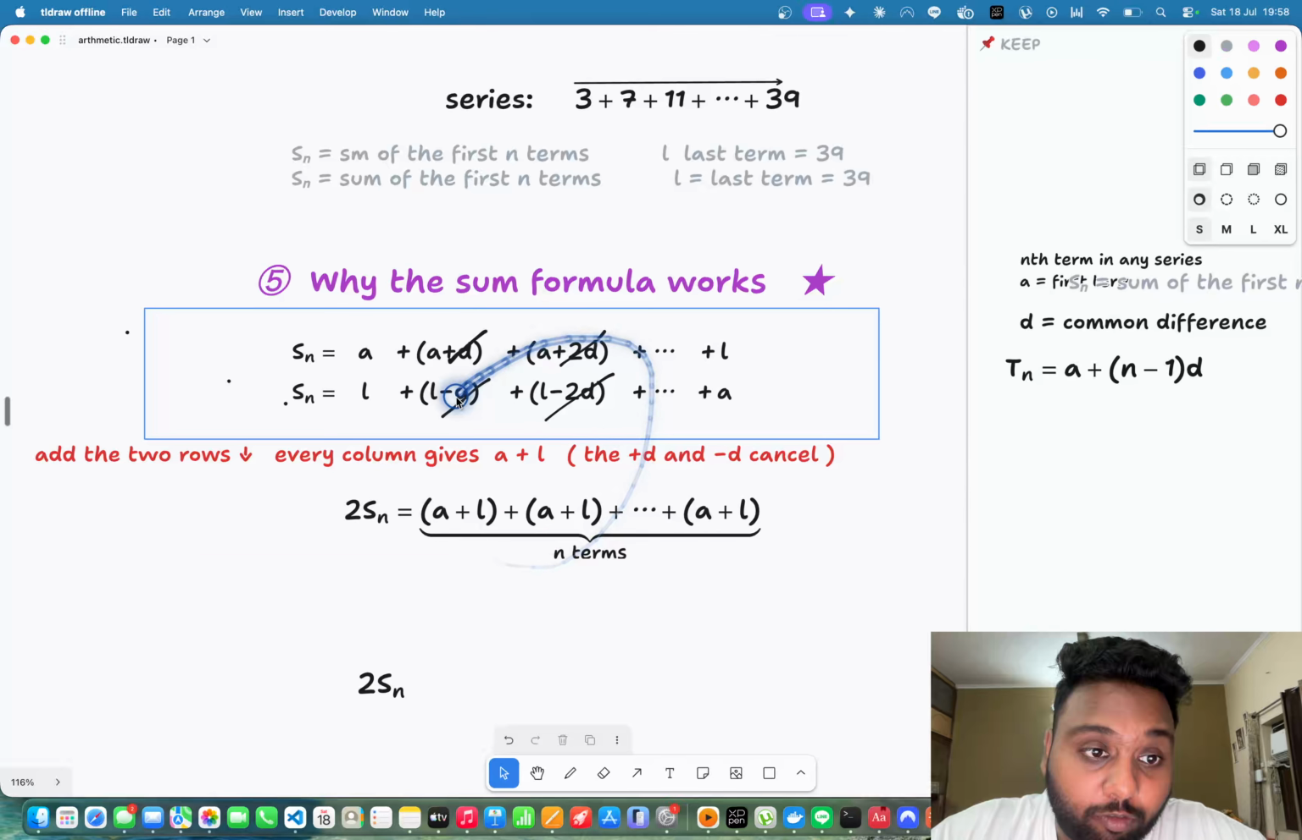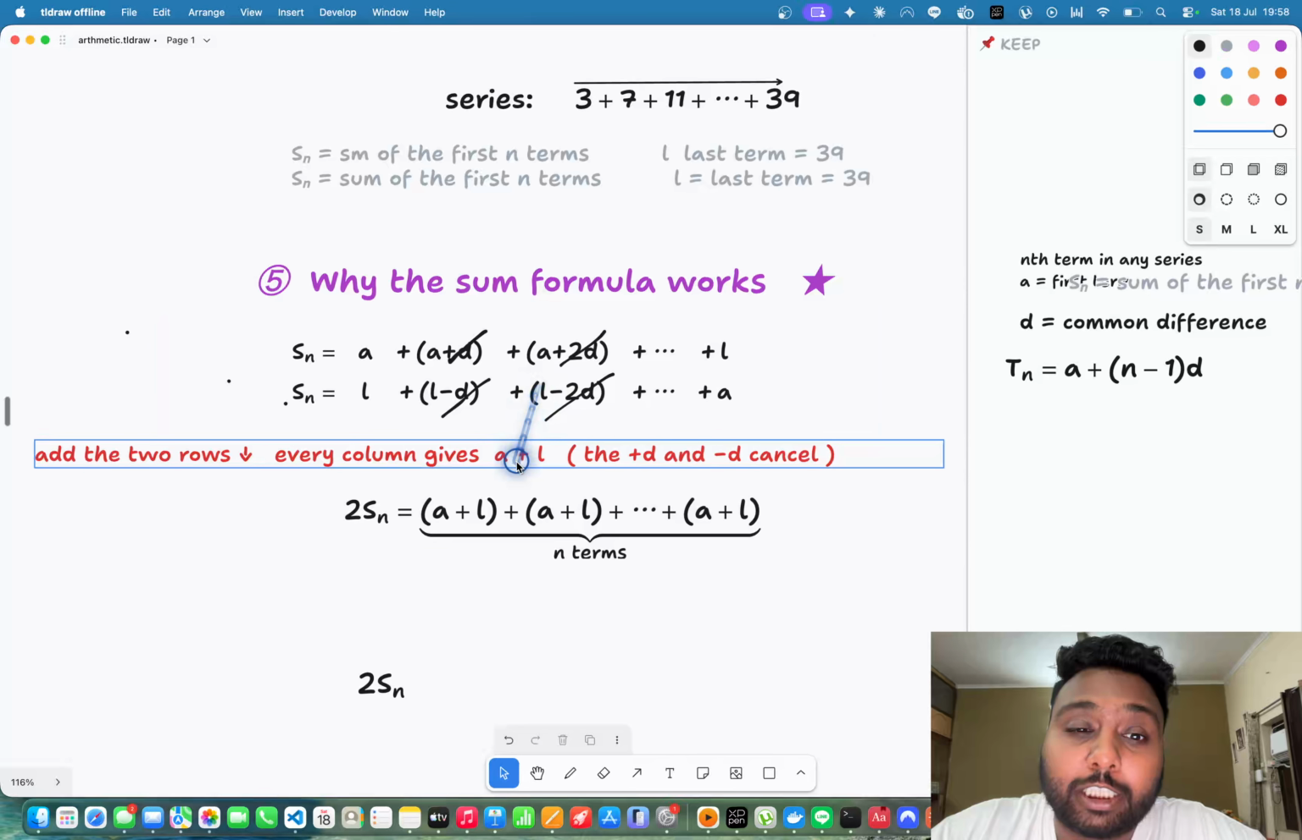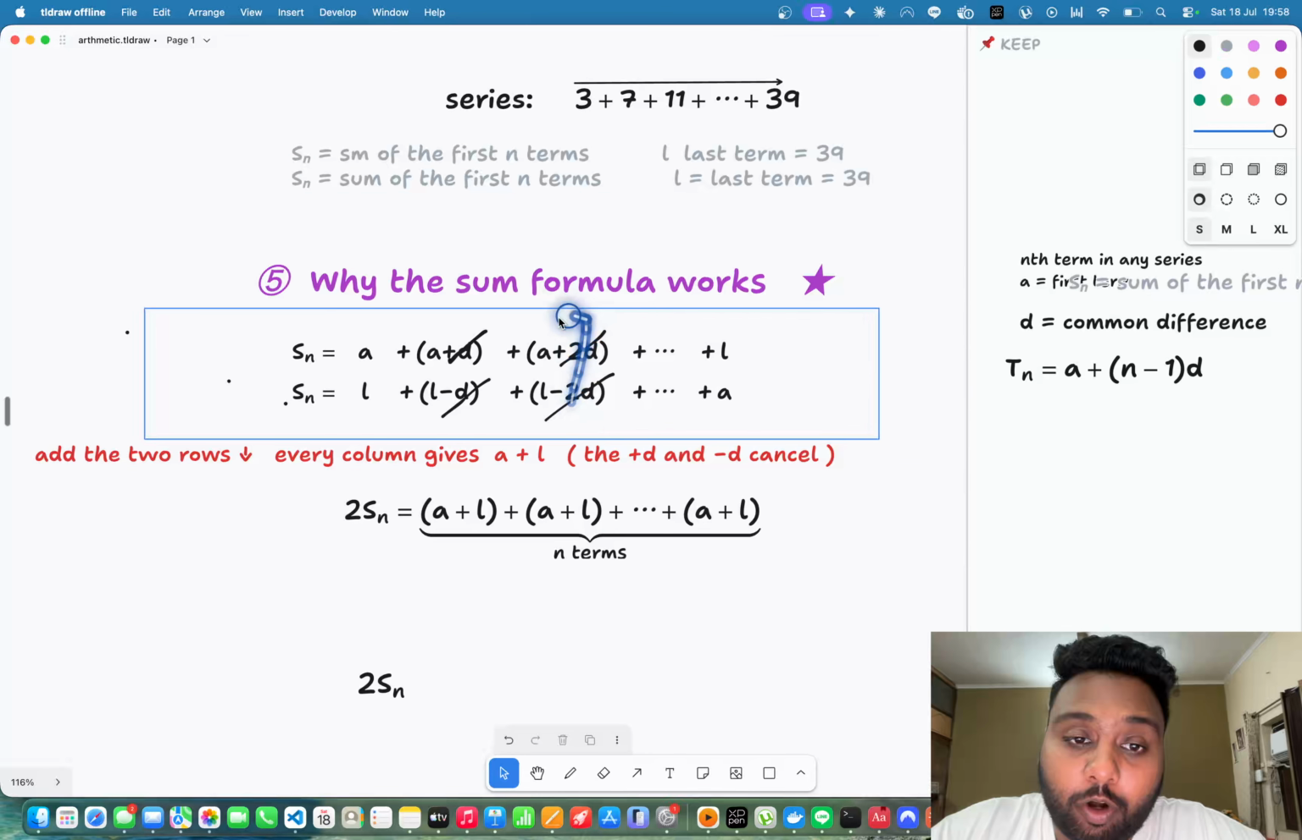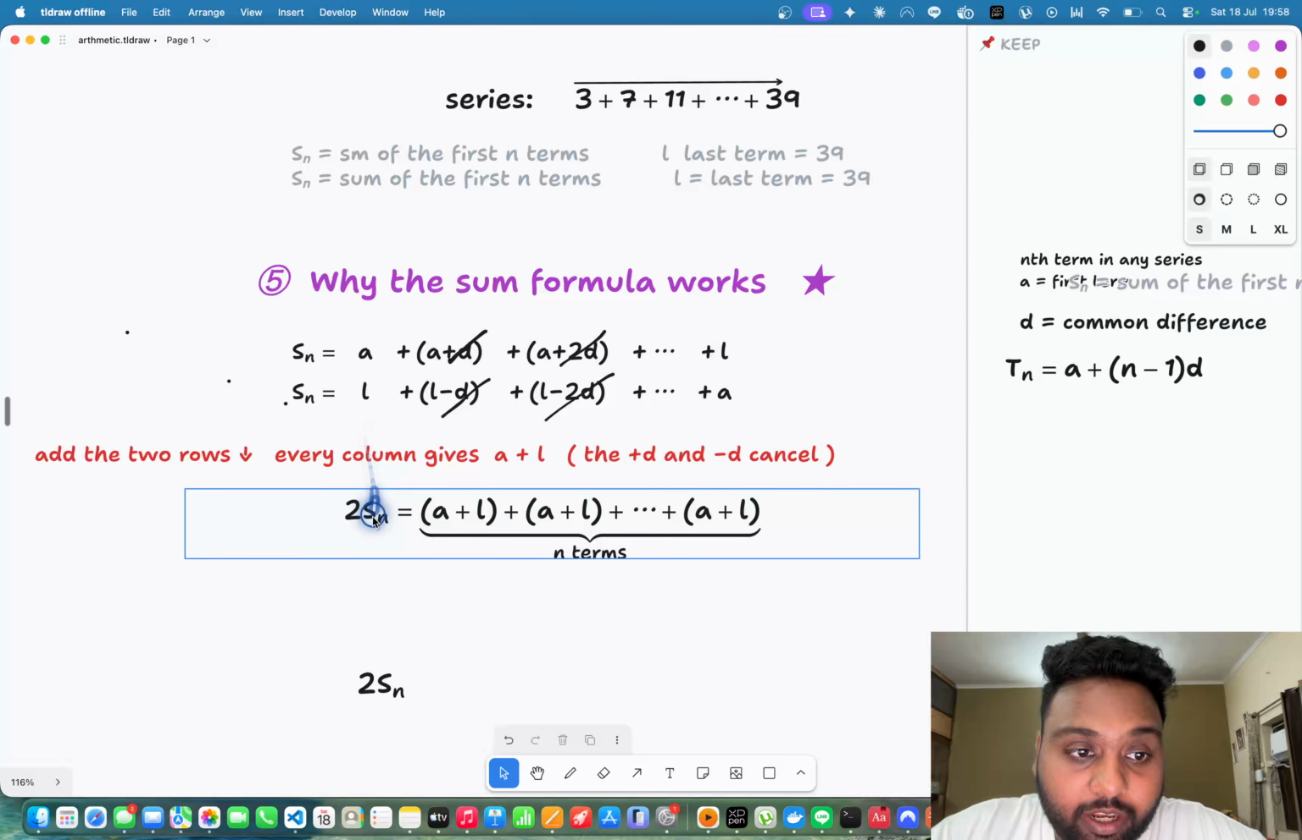All we did was write our series as an expression of L, our last term, and arrange it in a particular way. Writing it in terms of L gives a lot of minus D terms, which are completely equivalent to the plus D terms when I wrote my series as first term plus the common difference. Using this clever trick, the equation we made is 2Sn equals A plus L, A plus L, A plus L.